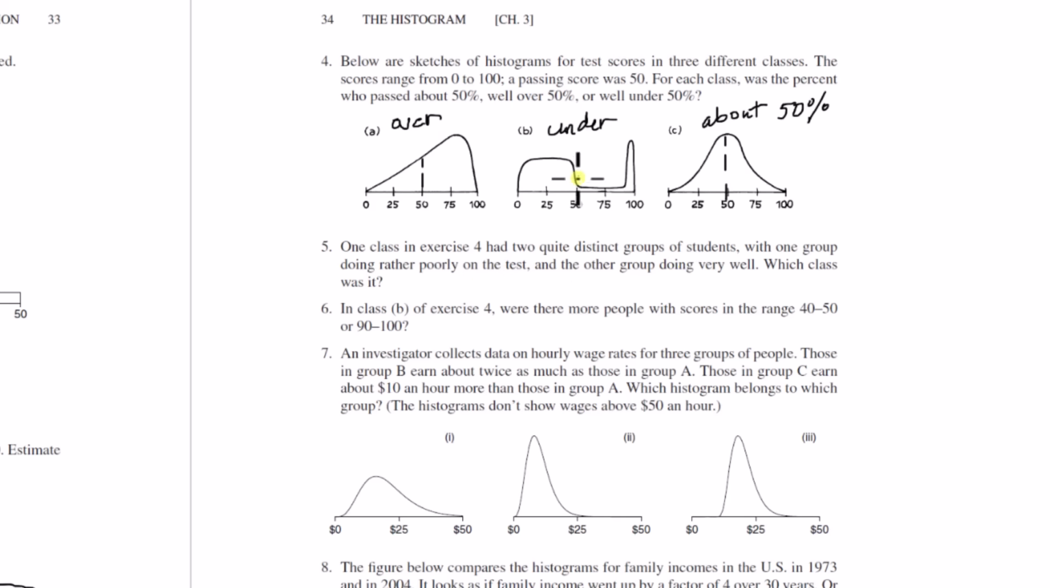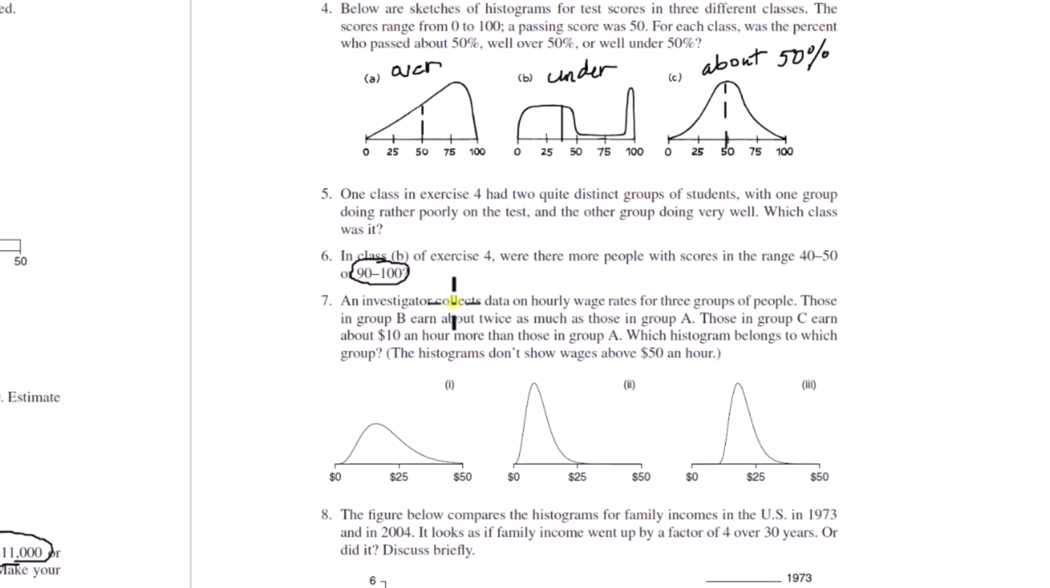You have to see where the area is distributed in the histogram. That tells you where the data points are. In class B of exercise 4, were there more people with scores in the range 40 to 50 or 90 to 100? So 40 to 50 is about right here. Well, 90 to 100 and 40 to 50 are the same width, but this is higher, so 90 to 100. The same exact width, horizontal width, but this is taller.